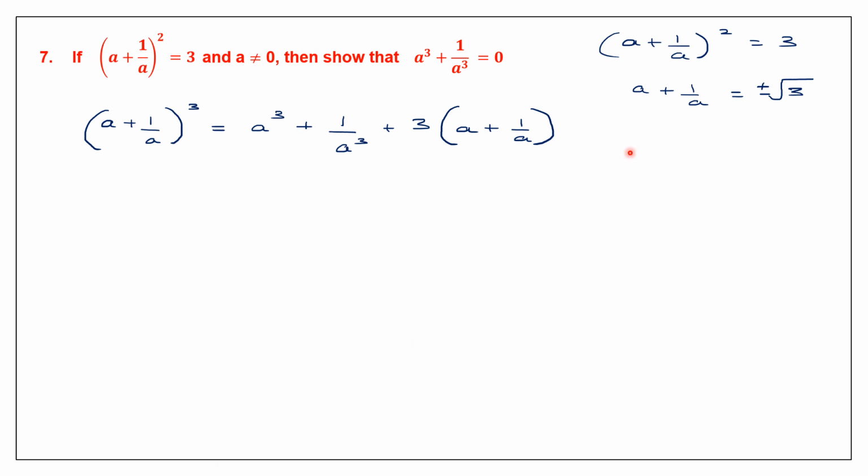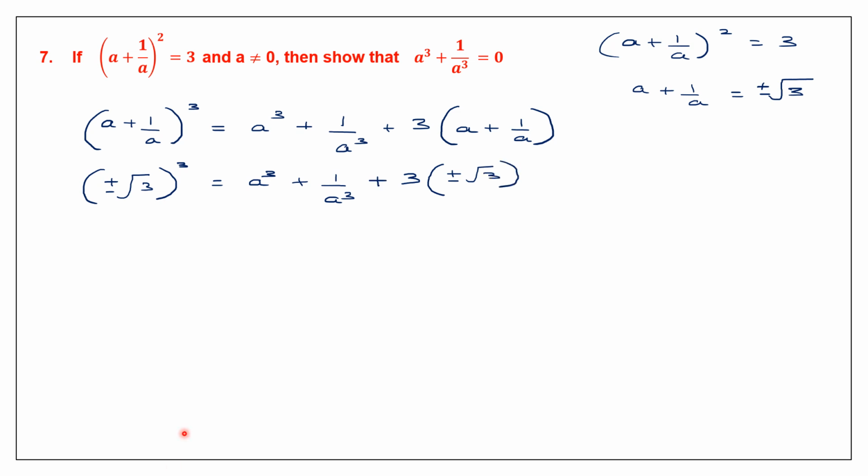So now I have found the value of a plus 1 by a. I'm going to substitute it here. So what will I get? Wherever I have a plus 1 by a, I'm going to write plus or minus root 3. So here I have plus or minus root 3, the whole cube. I have substituted for a plus 1 by a is equal to a cube plus 1 by a cube, which is equal to 3 into a plus 1 by a, which is plus or minus root 3. Plus or minus root 3.